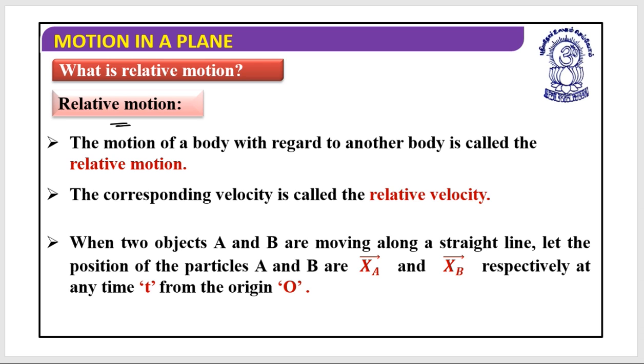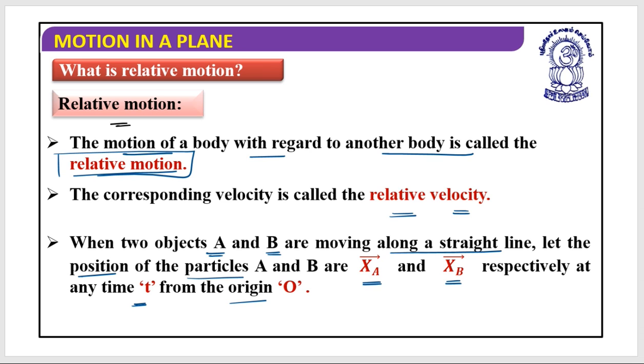When we say the motion of a body with regard to another body, then the motion is called relative motion. The corresponding velocity of this kind of motion is known as the relative velocity. Let's suppose two objects A and B are moving along a straight line, and the positions of particles A and B are XA and XB respectively at any time t from the origin.